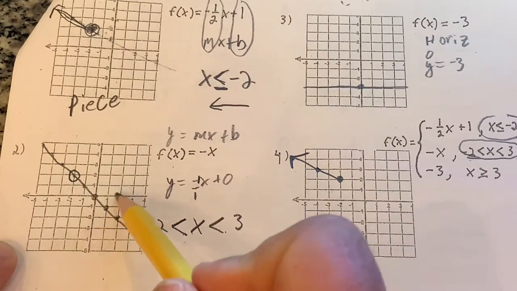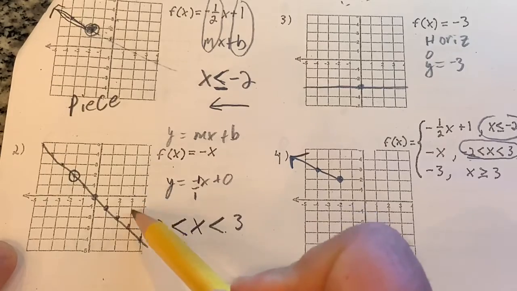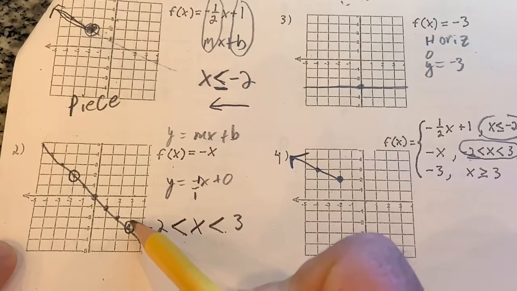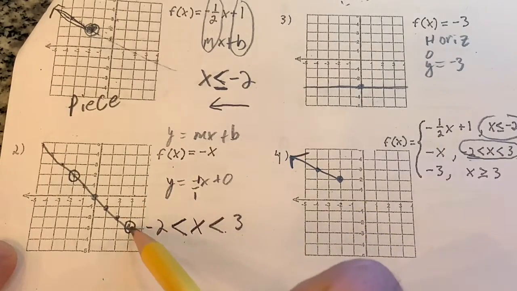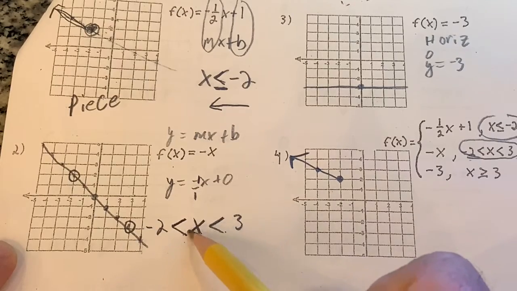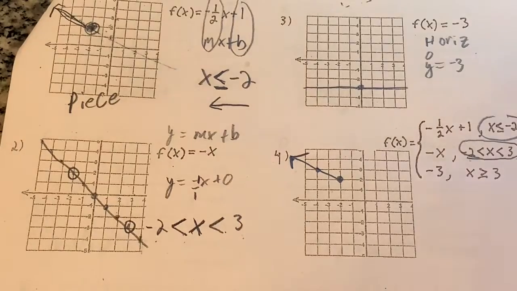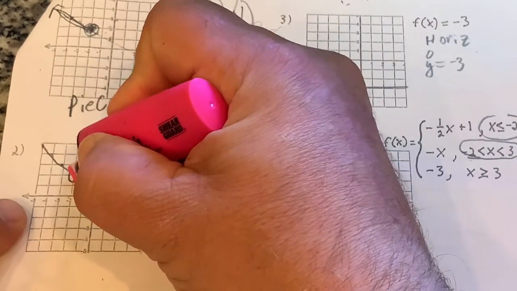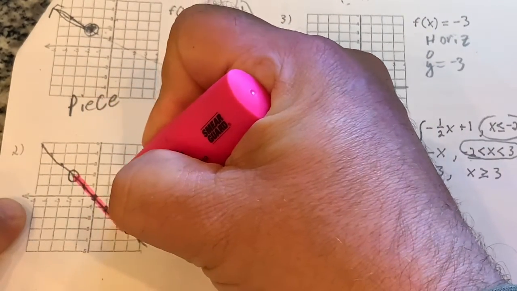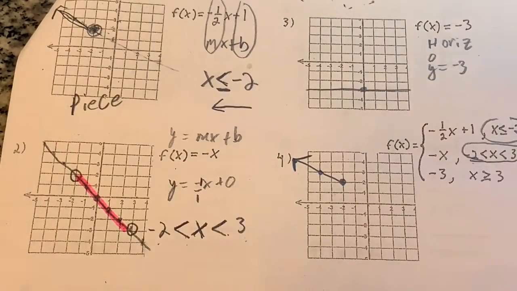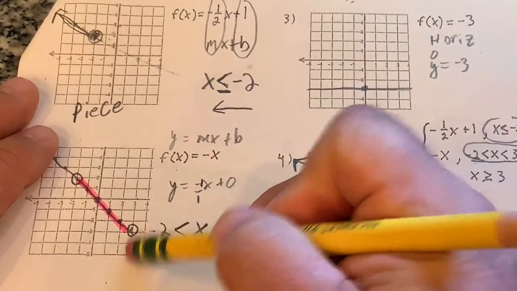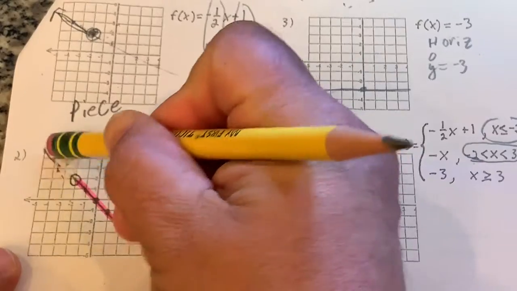I'm going to go to 3 on the x-axis. There's nothing there. So I go down to the curve. I put an open circle. There's no line under it, so I leave that circle open. The x is between the negative 2 and the 3. So I'm only going to be interested in the piece that's between the negative 2 and the 3. So I can actually forget about what's not between the negative 2 and the 3 and erase it.